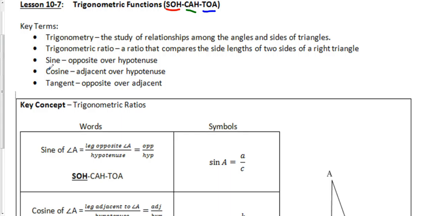Now the sine is one of our trigonometric ratios. The sine is the ratio of the opposite side over the hypotenuse. S-O-H. SOH. Cosine is the ratio of the adjacent over the hypotenuse. C-A-H. CAH. And then our last one, tangent, is the ratio of the opposite over the adjacent. T-O-A. Tangent, opposite, and adjacent. These three are our three main trigonometric ratios.